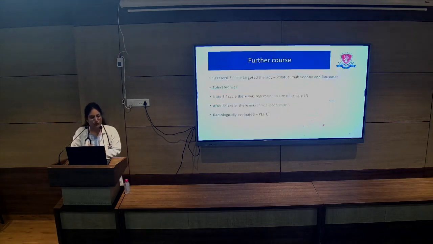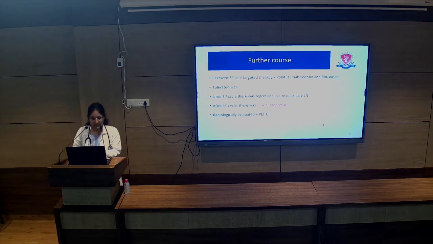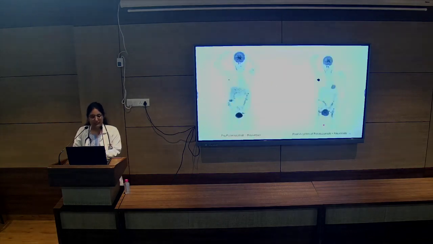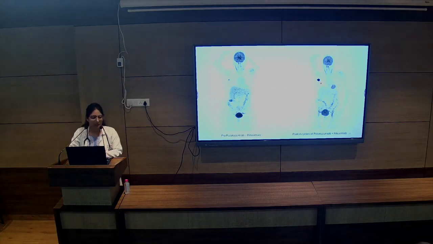So this patient was started on polatuzumab and rituximab. She was tolerating it well up till the 3rd cycle. There was significant reduction in the size of the axillary lymph node. But after the 4th cycle, there was clinical progression. Again, the size of the right axillary lymph node started to increase. We again requested a PET CT for the same. These are the 2 MIP images. This was the image before starting polatuzumab. The size of the lymph node, as we can see, has significantly increased post 4 cycles of this targeted therapy.